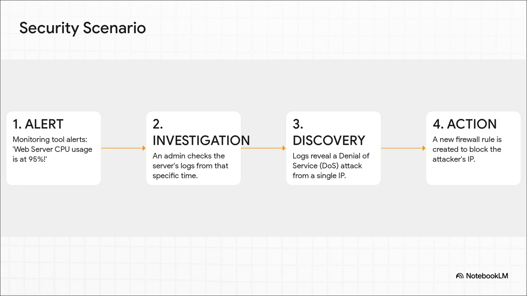So the admin immediately turns to the other twin, pulling up the black box, the logs, from that exact moment in time. And boom, there it is. The logs reveal the why, a massive flood of connection attempts all coming from one single IP address. It's a classic attack. And because they have that crucial piece of history from the logs, they can take immediate action and block the attacker for good. You see, monitoring spotted the smoke, but logging told them where the fire was.